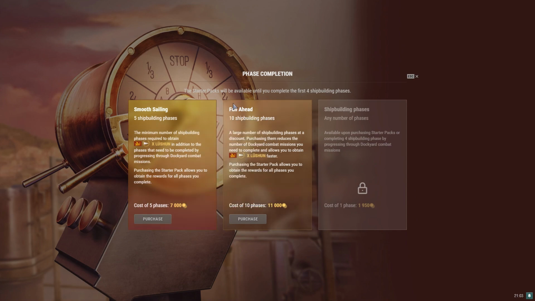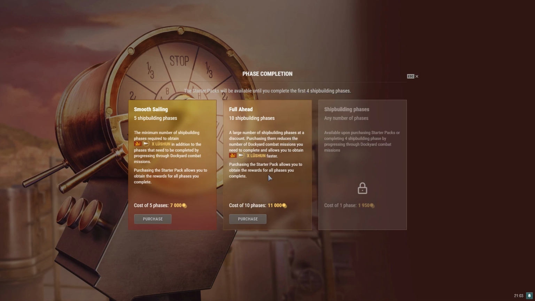And you're going to want to pick this up because the starter packs will be available until you complete the first four shipbuilding phases, and then they become not available. Which, honestly, I think they could lengthen it a little, like maybe wait till the sixth or seventh phase. So they're trying to make you decide within the first week of grinding the dockyard: make a decision now, are you going to spend the money or not? If not, it's going to cost you an additional 2,750 doubloons later on.